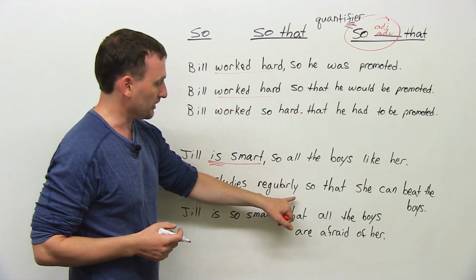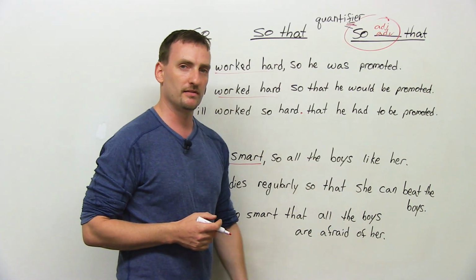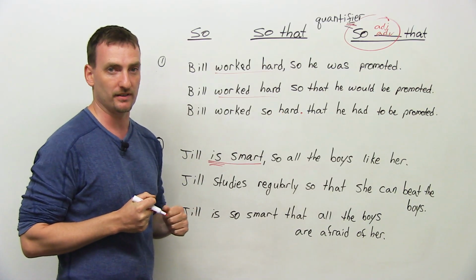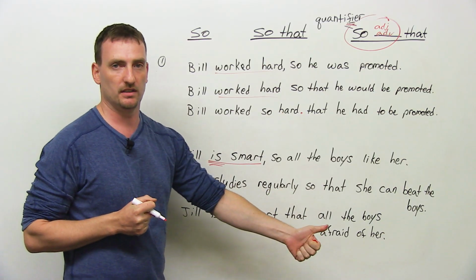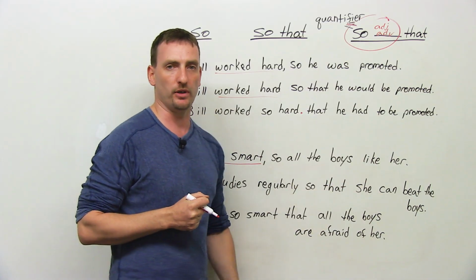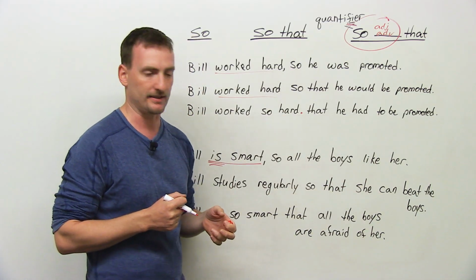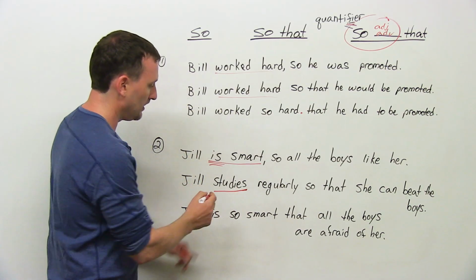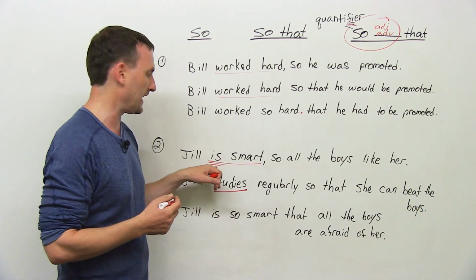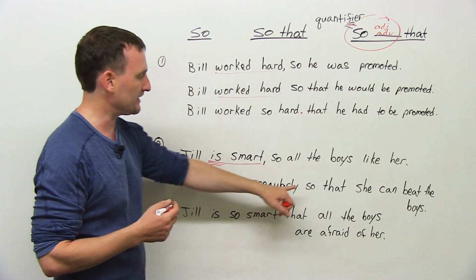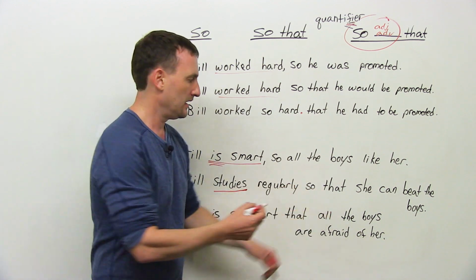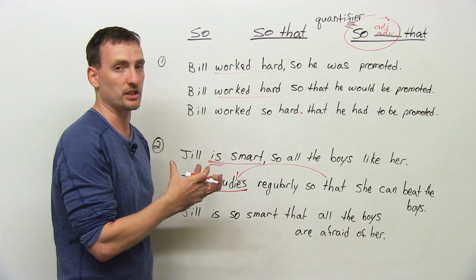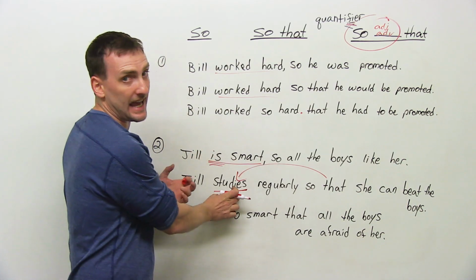Jill studies regularly so that she can beat the boys. Jill is very determined. She's very ambitious. She wants to be better than the boys. So she studies regularly. Why? So that she can beat the boys, get a better position, or do better on tests. One thing you must realize right away is that here I'm using an active verb. I can't use a be verb. Why? Because I'm using an adverb clause that has a relationship with an active verb, with an action. There's a relationship. So I have to use an active verb here.